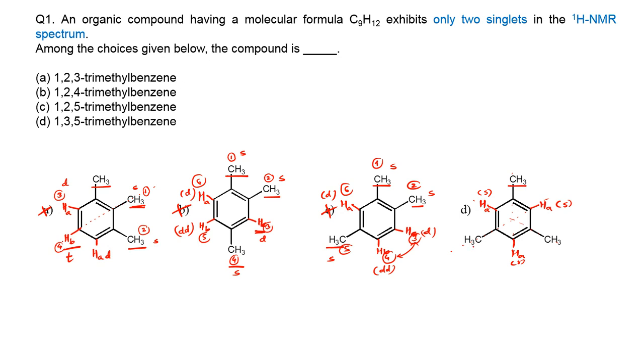And for these three CH3s, as we have seen, the three Ha protons combined will give a singlet, and this singlet corresponds to the three hydrogens. And these three CH3s will combinedly give a singlet, and that will correspond to the nine hydrogens. So the correct answer for the first question is option B.